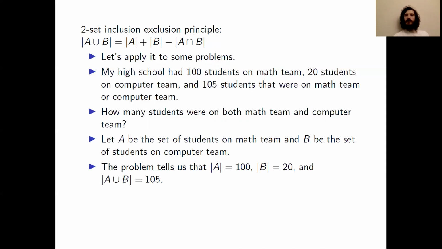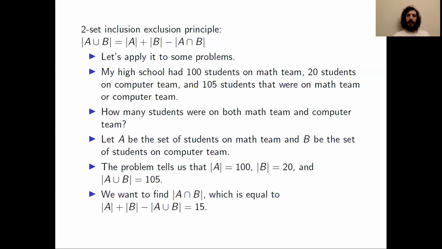Now, all we have to do is plug these three numbers into the formula that we just proved for the two-set inclusion-exclusion principle. And we're trying to find the cardinality of A intersect B, which we see by using subtraction with that principle is equal to the cardinality of A plus the cardinality of B minus the cardinality of A union B. And that gives us 120 minus 105, which is 15.